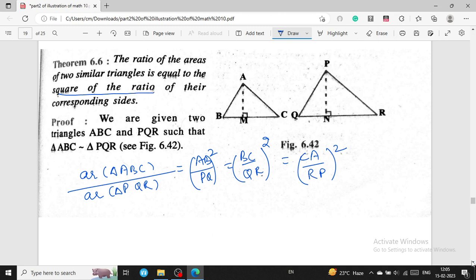Square of ratio. Ratio is proportion. AB over PQ is a ratio. Its square is equal for all its corresponding sides. So we have to prove it. We are given two triangles ABC and PQR, such that triangle ABC is similar to triangle PQR, as given in the question. Now you have to prove it.